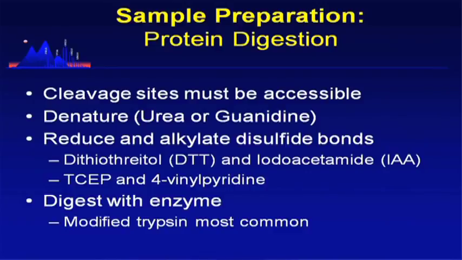Now, in addition to unfolding the protein, we also have to be conscious of disulfide bonds. If you have multiple cysteines in your protein sequence, they can form disulfide bonds that will sometimes keep the protein in a semi-folded state even under denaturing conditions. So we add a reducing agent such as DTT and an alkylating agent such as iodoacetamide. This will reduce the cysteine bonds and then cap them with an alkyl group so that they won't reform in the process of the digestion. After these two steps, we would add our enzyme.